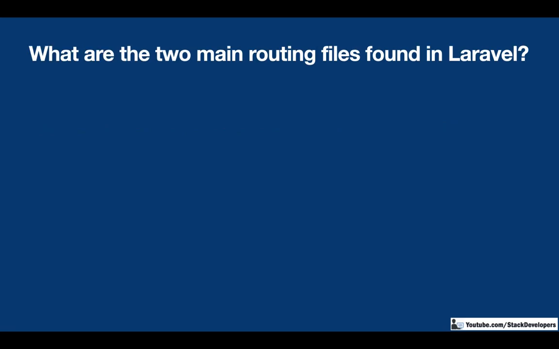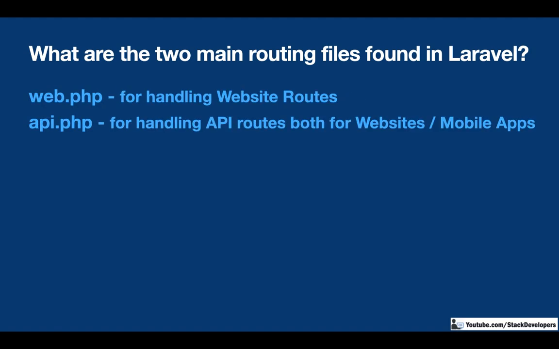What are the two main routing files found in Laravel? Okay, I think everyone knows this answer. There are two routing files. One is web.php, which can handle website routes, and the other one is api.php, which can handle website routes as well as the mobile app routes for the APIs.